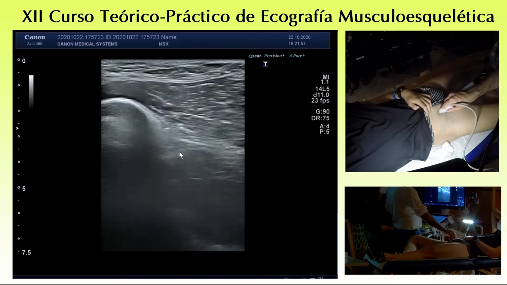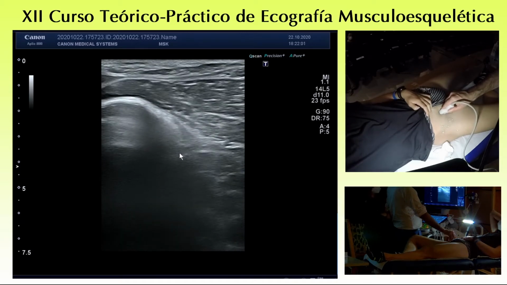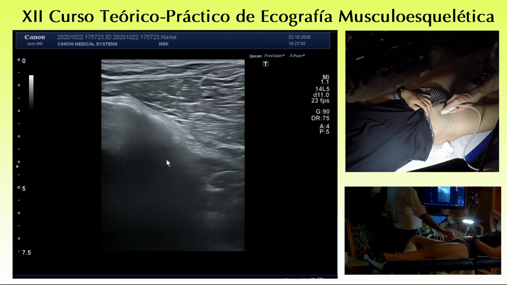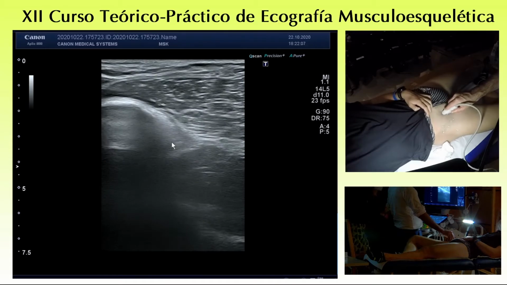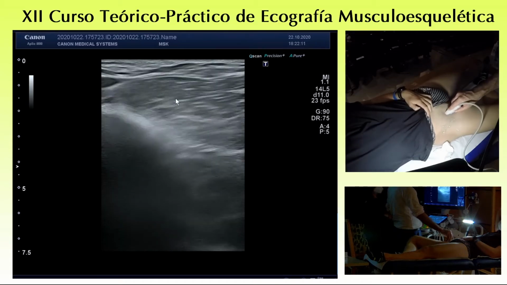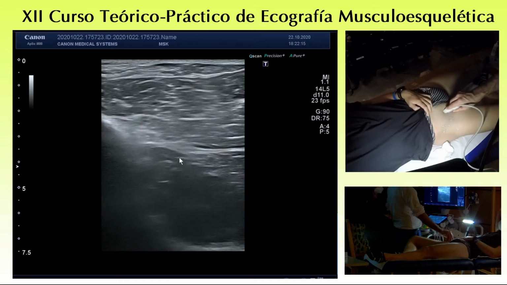Okay, this is the area where the obturator nerve and obturator vessels come out. This is the level of the obturator foramen. This is the image you have to search for. This is the pectineus. This is the obturator.